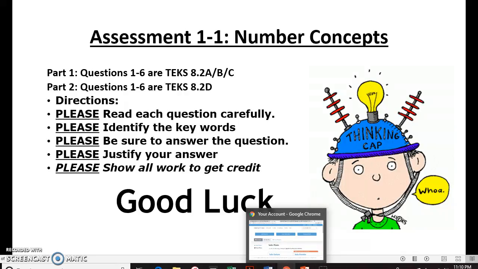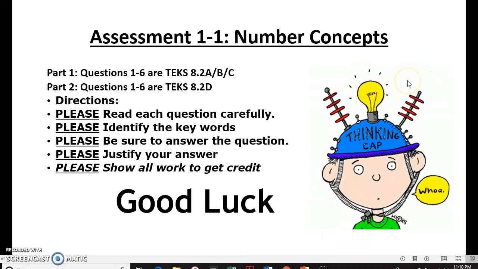Please read each question carefully. Identify the key words. Be sure to answer the questions. Please justify your answer. And please show all work to get credit.